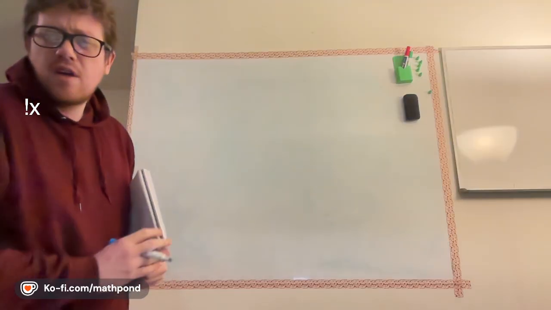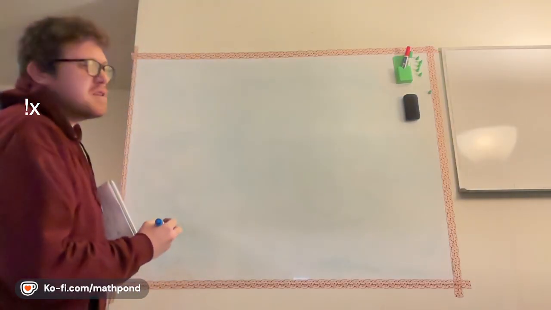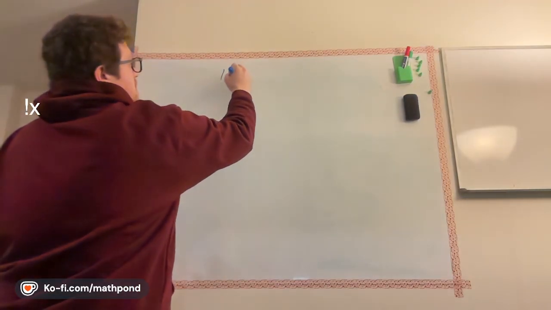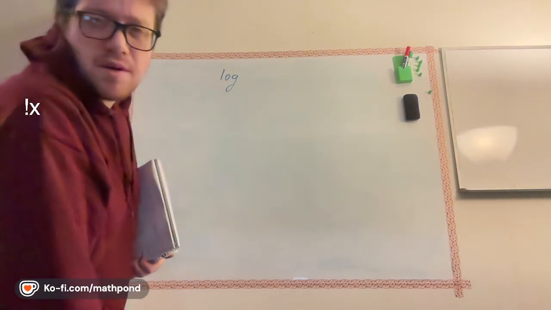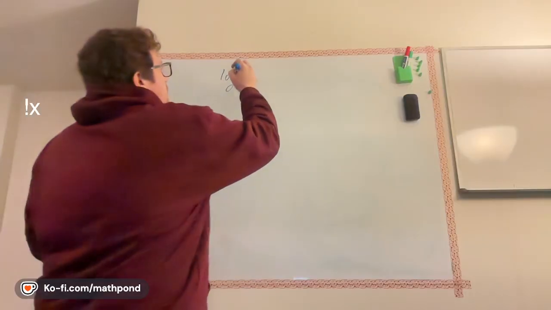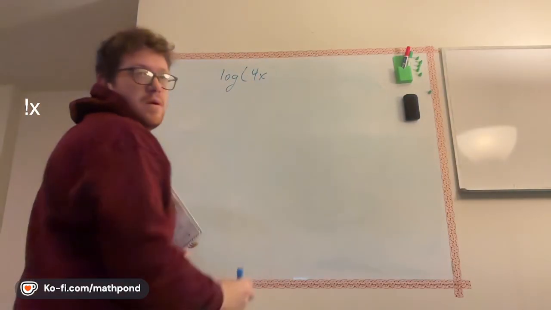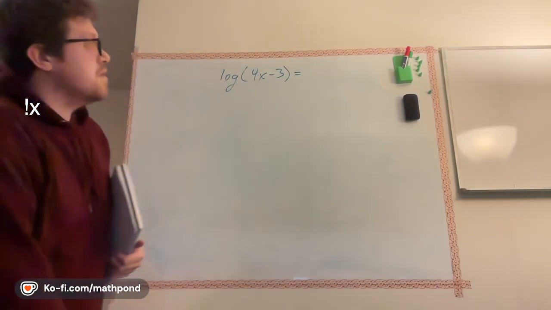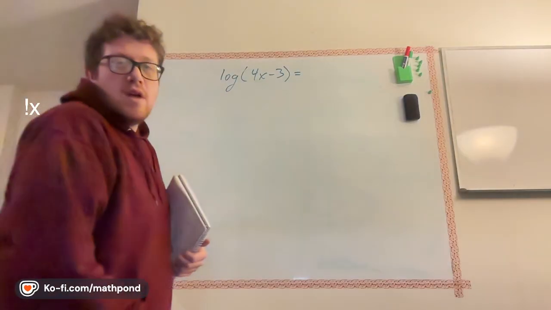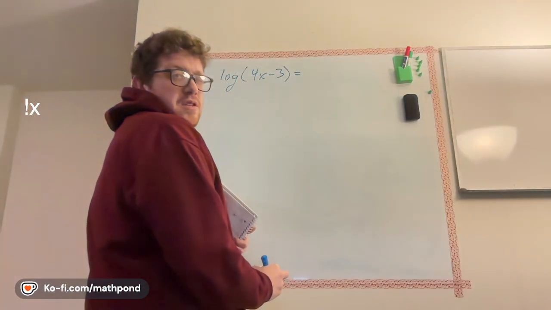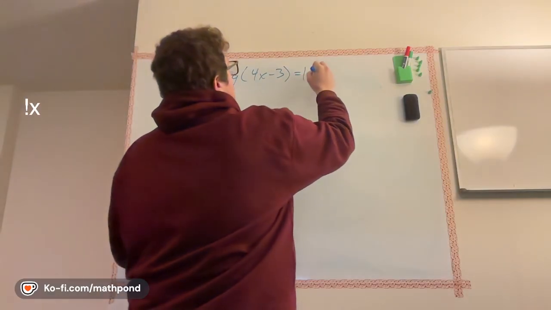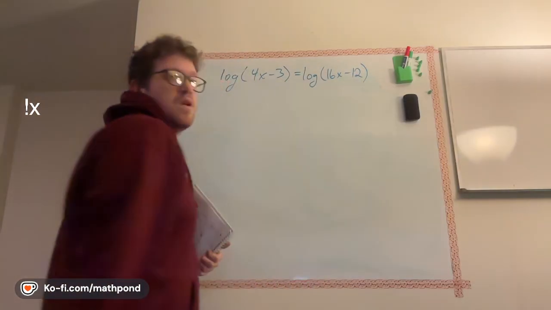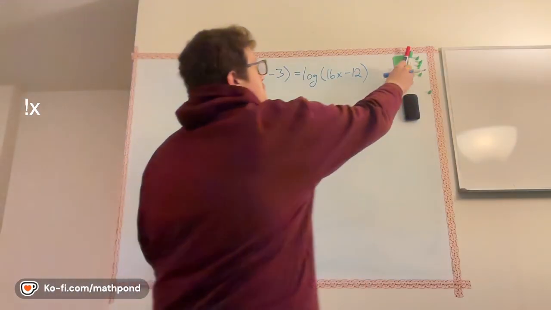And Jake, how much do you know about logs? So the problem is we want to solve for x, and I'm assuming this is a natural log, although I don't think it matters. Okay, so log of 4x minus 3 is equal to one log minus another, so log of 16x minus 12, and then minus log of x.